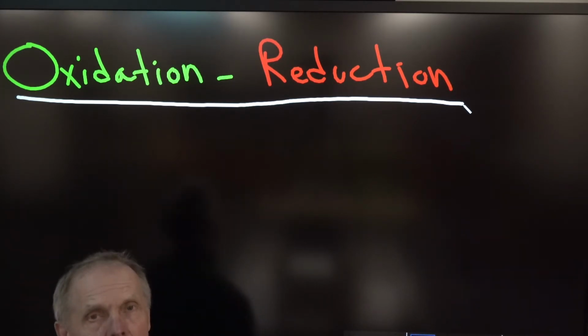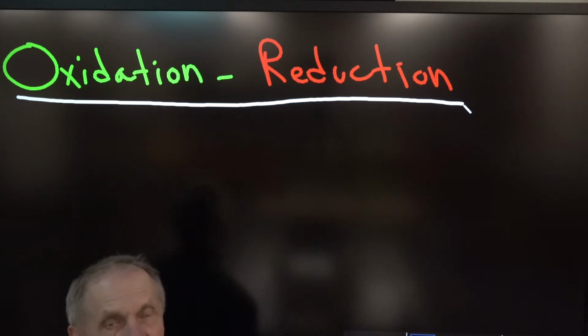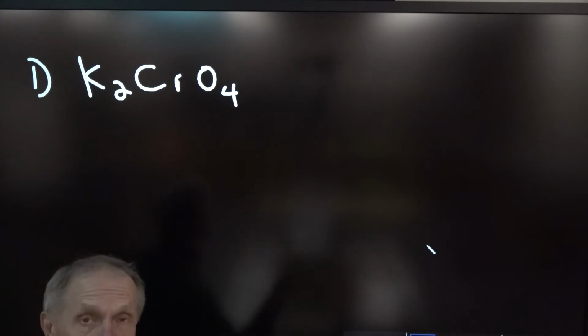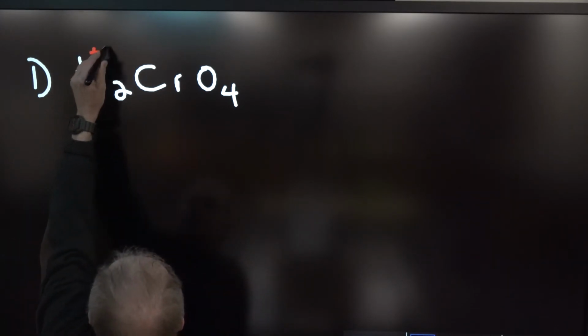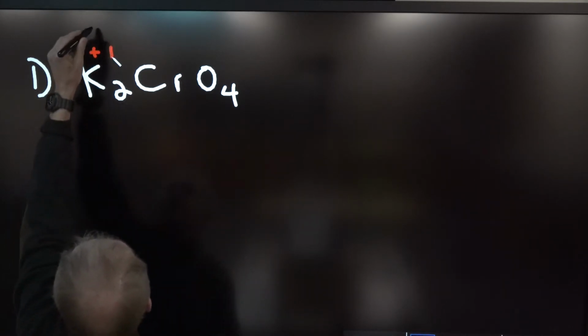Now, one of the easiest things is if the metal only has one oxidation state, it's pretty easy to figure out all the oxidation states of the rest of the elements. But if the metal has more than one oxidation state, it's a little bit more difficult. So here we go. K2CrO4. That metal, if you look on the charts in group 1, it's got a +1 oxidation state. But since there's 2 of them, the total would be +2.